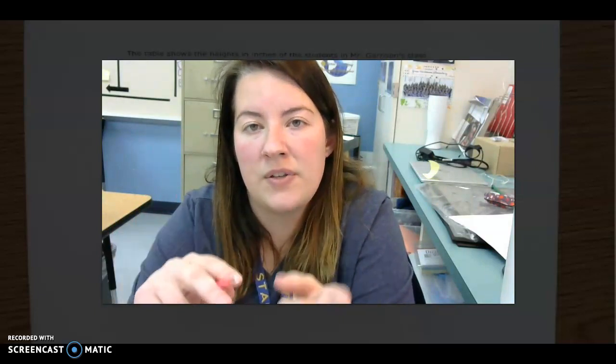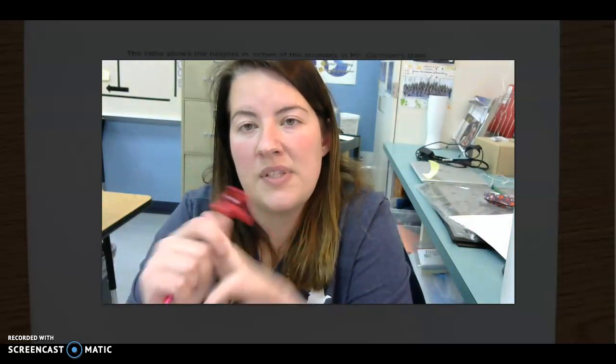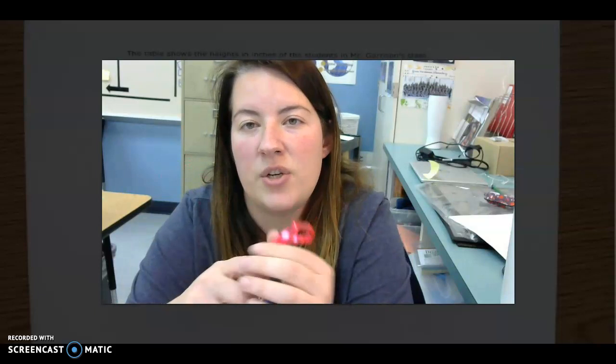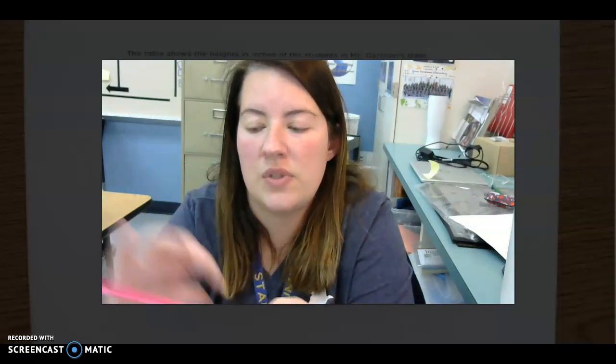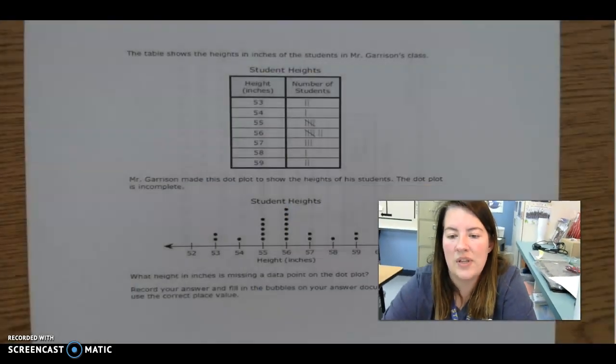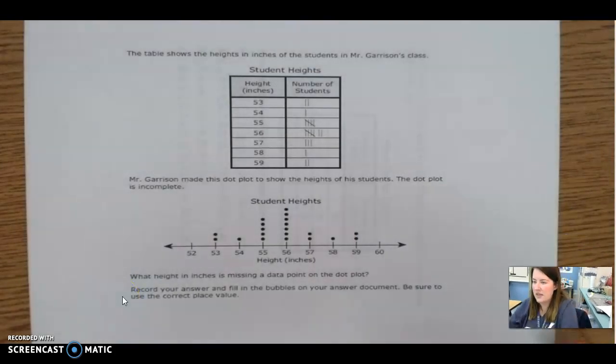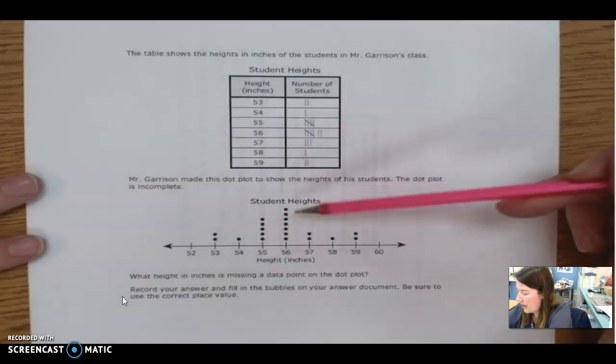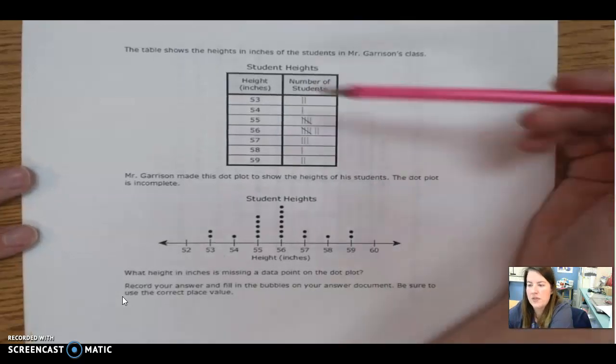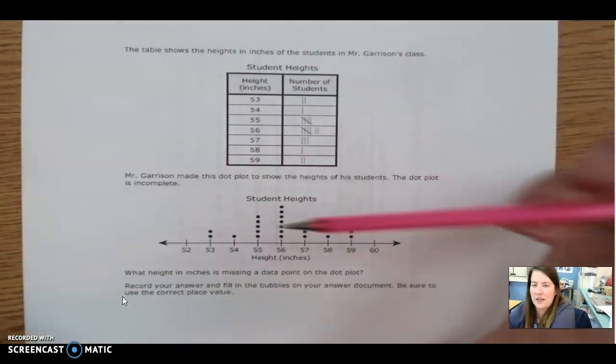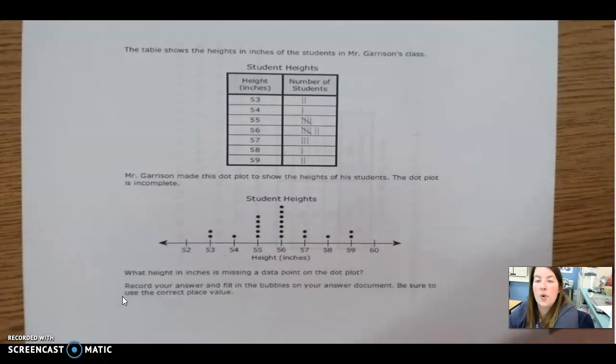So what we're about to do is take a look at least two problems that have a combination of types of charts, and then you guys are going to do some problems on your own. So let's take a look at this one. This problem has a frequency table, but it also has a dot plot. So they are like a combination. So it's going to use both of them to answer this type of problem.